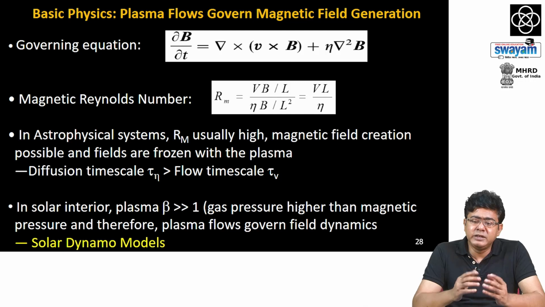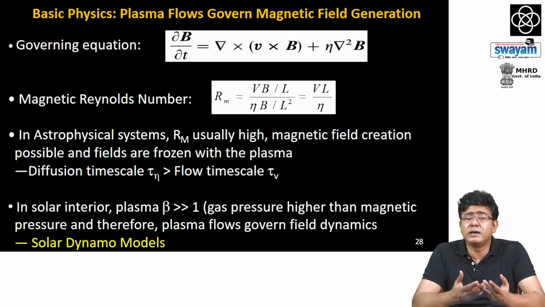Also, in the interior of stars or planets, the plasma beta parameter, which is the ratio of the gas pressure to the magnetic pressure, is very high, implying that the plasma flows dominate the dynamics and therefore can channelize their energy into magnetic fields.